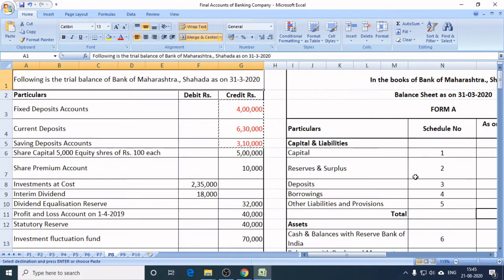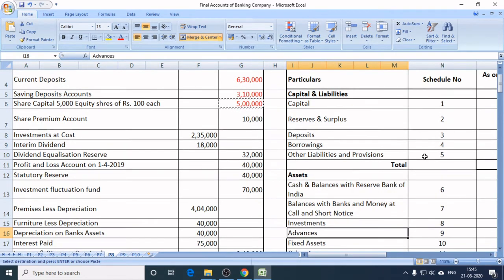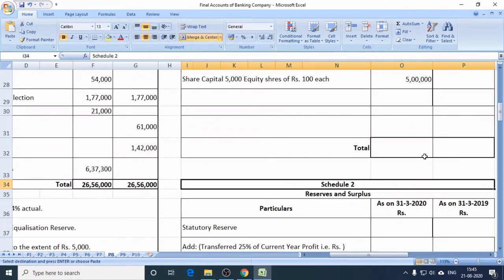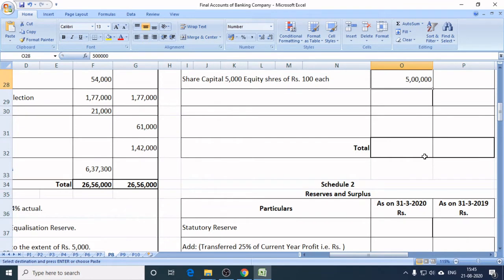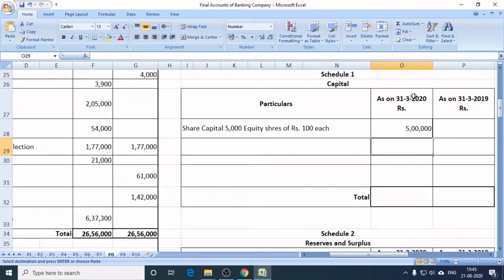Okay, the next in the problem, we have here share capital and the balance is 5 lakh. Now it has a credit balance. Being a credit balance, we know it is bank's liability, and we have schedule number 1, that is capital, and we will show it under schedule number 1 capital. So here, bank's liability, share capital rupees 5 lakh. In total there are 5,000 equity shares and each share is paid at rupees 100. So 5,000 into 100 becomes 5 lakh rupees.